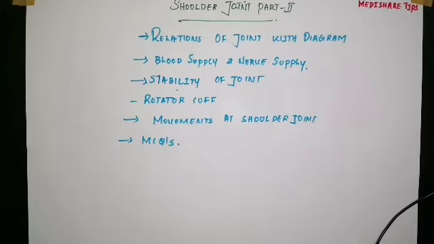So this is the second part of the video on the shoulder joint. In this video we'll discuss the relations of the joint with the diagram, blood supply and nerve supply of the shoulder joint. The factors contributing to the stability of the joint, we will discuss the rotator cuff, the movements at the shoulder joint and the muscles causing various movements. And at last we will discuss a few MCQs on this topic which have been asked in various examinations.